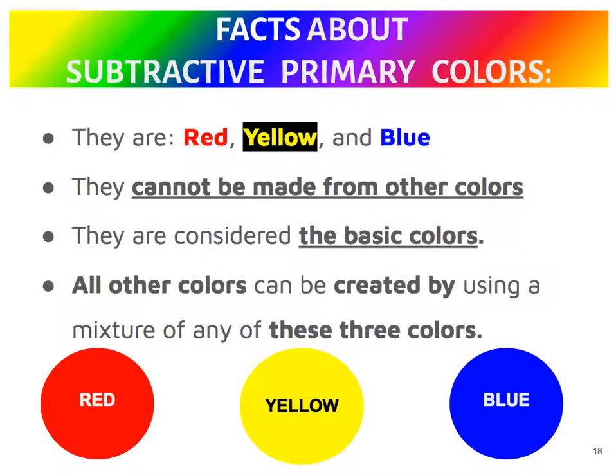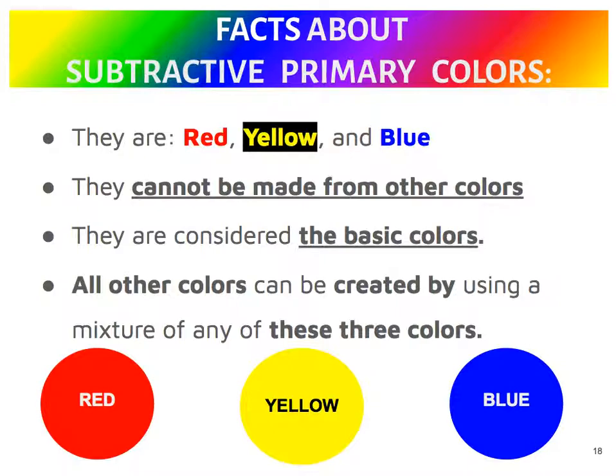Now, these are some very important facts, you might want to write them down in your notebook, about subtractive primary colors. They are red, yellow, and blue. They cannot be made from other colors. They are considered the basic colors. And all other colors can be created by using a mixture of any of these three colors.